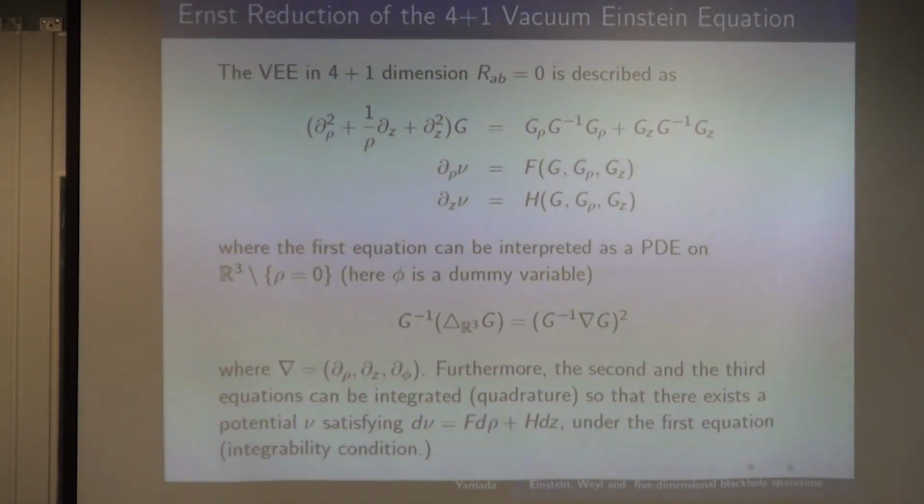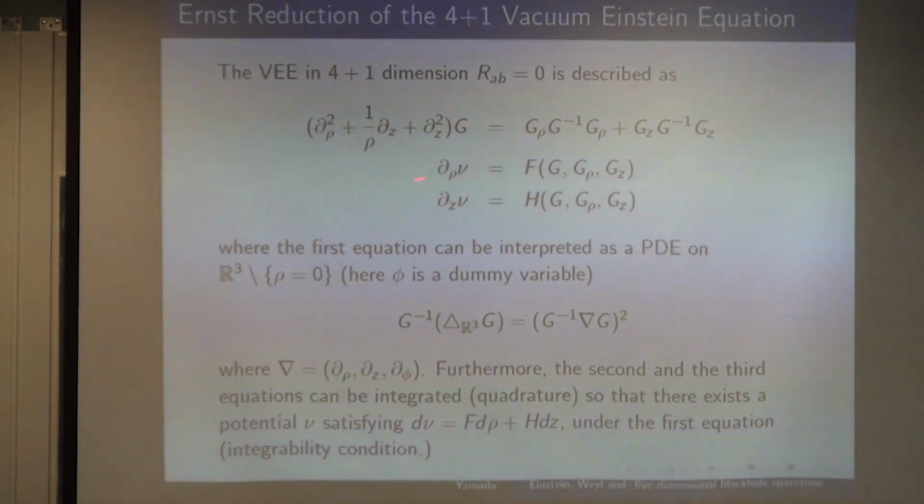Okay, so let's see. Up to now I have said nothing about the PDE, the differential equation, which is Ricci flat. So we want to write down the Ricci flat condition: the Lorentzian metric g satisfying the Ricci curvature equal to zero. You write it down in this Weyl coordinate system, and this is what you get. It turns out that the second and third equations are a quadrature, and you can always find the potential nu provided that the fourth equation is satisfied. So the first equation is the integrability condition for the second and third.